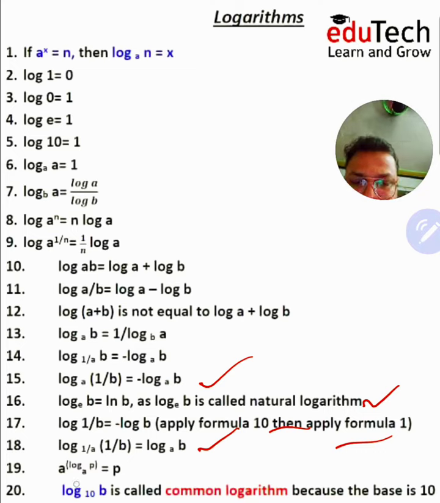19th one, a to the power log of p to the base a equals p, means this value will come here. And 20th, last one, log b to the base 10 is called common logarithm because the base is 10.